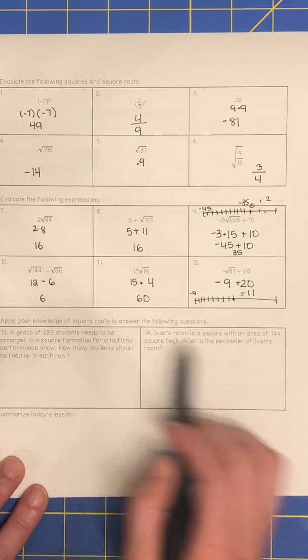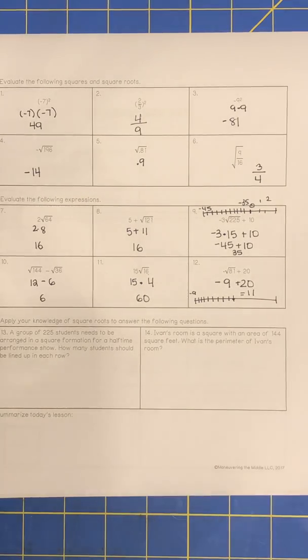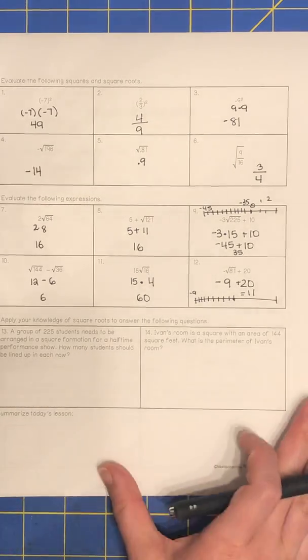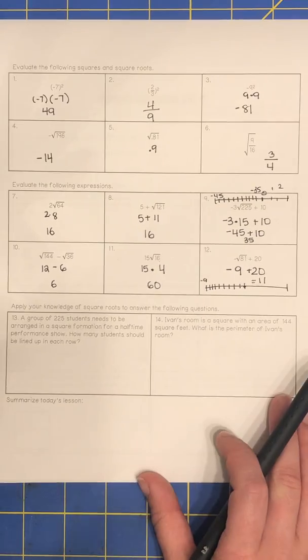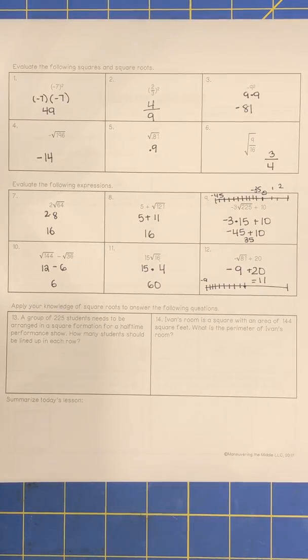All right, now what we're going to do is we're going to take that knowledge that we've learned today, and we're going to use it to solve some word problems. So let's read number 13 together, and then I'm going to give you some time to solve that, and then we'll go over it. All right, so here we go. A group of 225 students needs to be arranged in a square formation for a halftime performance show. How many students should be lined up in each row?